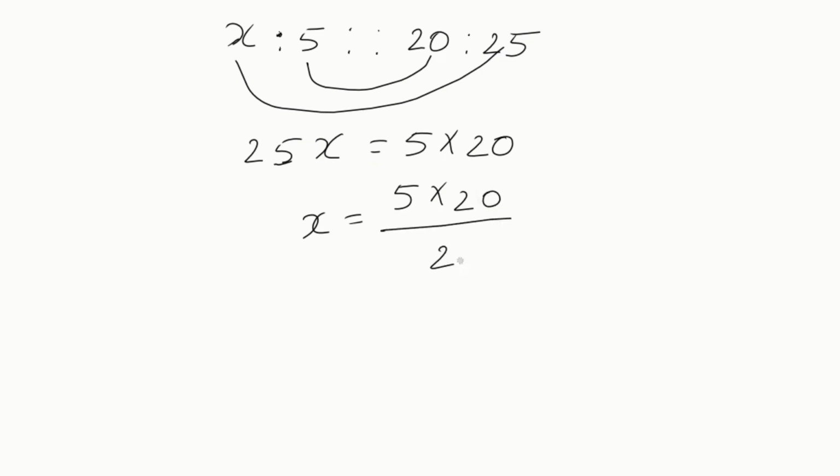Here it is a multiplication by 25. If it goes to the RHS side, it becomes division. So 5 into 20 by 25. So in the 5 table we can cancel 25. So 5 ones are 5, 5 fives are 25. So again 5 we can cancel it, as 5 fours are 20. So x is equal to 4.